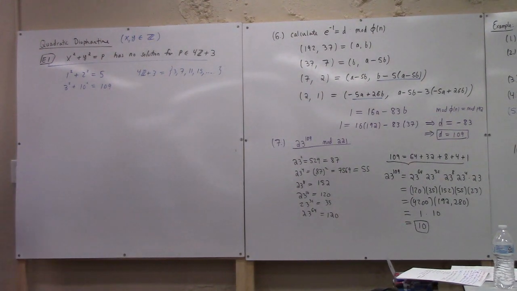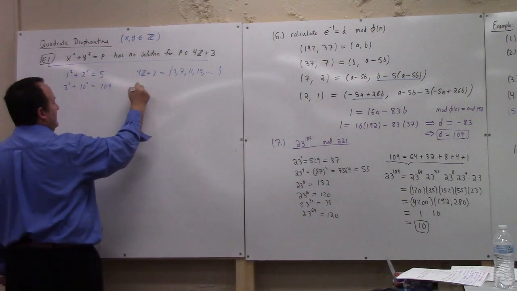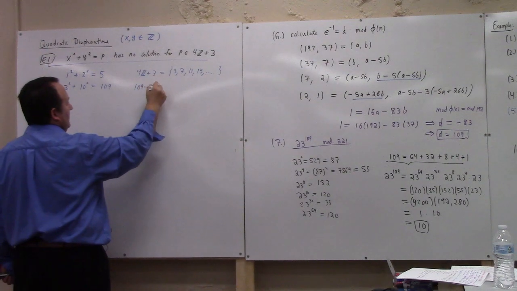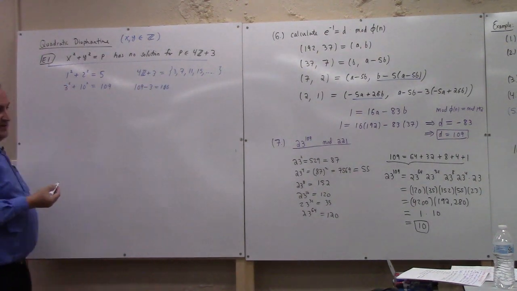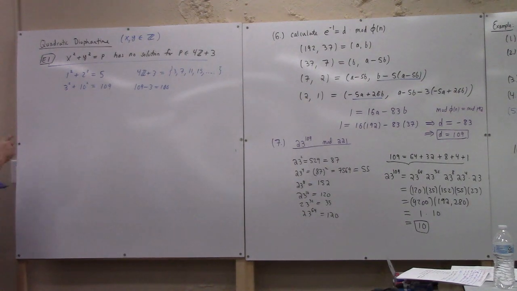Well, we could subtract 3 and divide by 4. So 109 minus 3 is 106, which is not divisible by 4, so no. It's not one of them. It misses that, right? You could figure out which one of those is close to it, but it's not there. And you can keep plugging numbers in all day long, and you're never going to find a p which is of the form 4Z plus 3. That's the claim here.